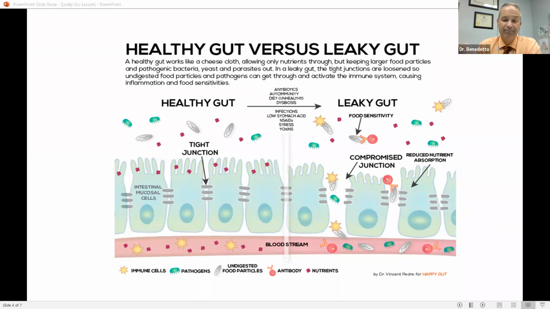Stress. We live in a chronically stressed out society, which takes things like cortisol through the roof and damages the lining of the gut. Inflammatory cytokines, things that our body releases, catecholamines, things that our body releases in response to stress, can be very inflammatory.